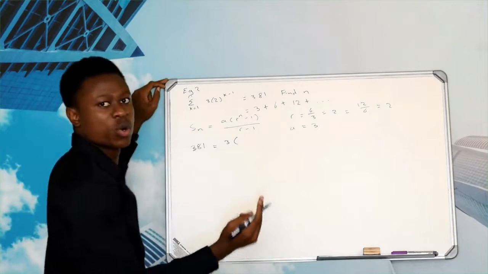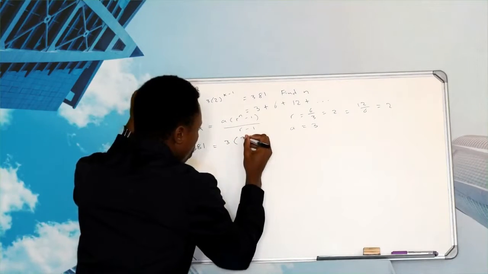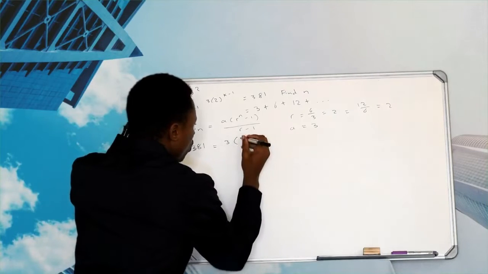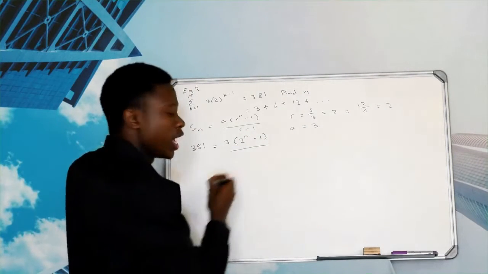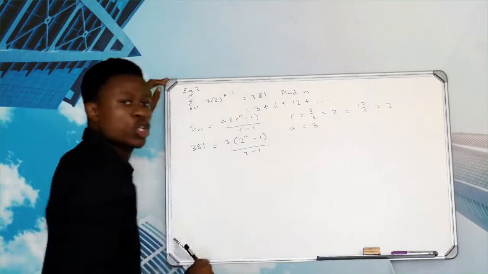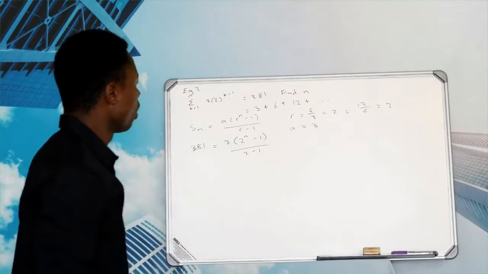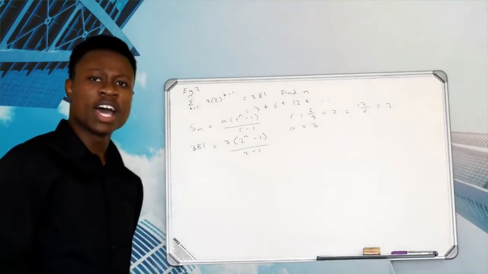My r is equal to 2. So this will be 2 to the power of n, because I don't know what n is, that is what I'm looking for. And at the bottom we have 2 minus 1. Right? That's my equation. Well, how many unknowns do I have in my equation?